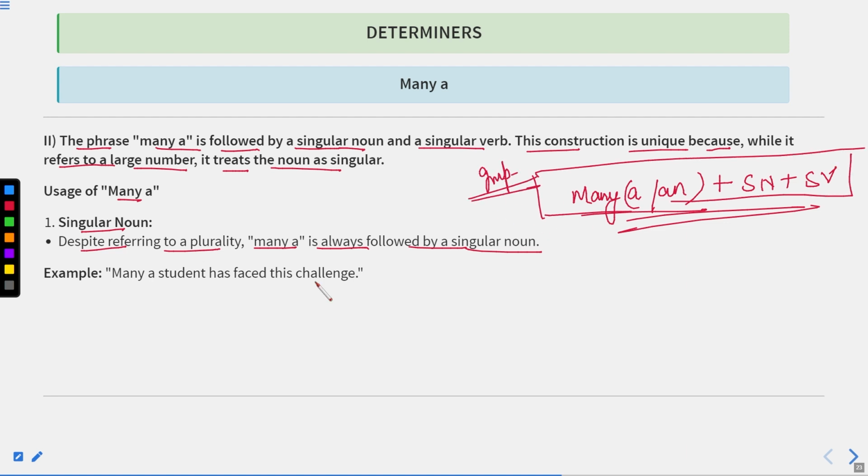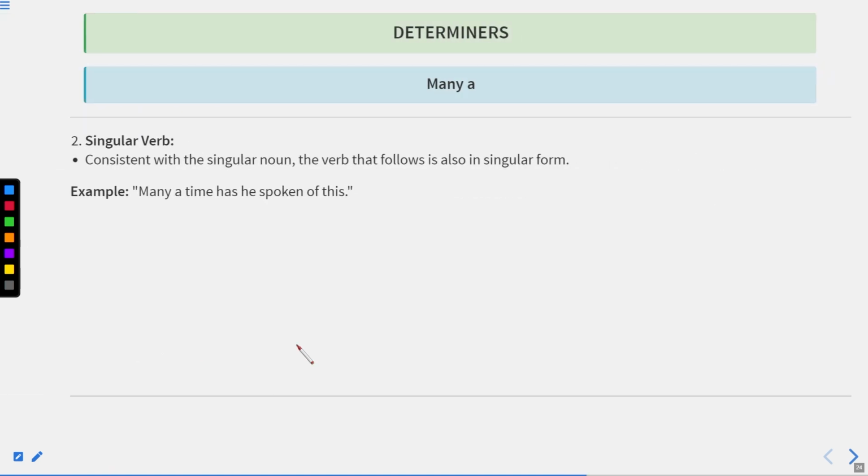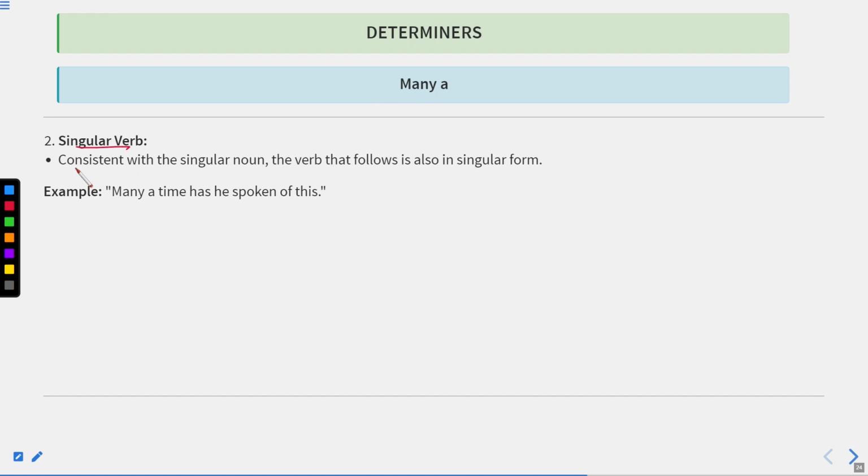Despite referring to plurality, many a is always followed by a singular noun. Many a student has faced this challenge. Okay, and this is a very important concept. Many questions are formed from this section. Now, after this singular noun, the verb that follows is also in singular form, consistent with the singular noun. Many a time has he spoken of this. Okay.